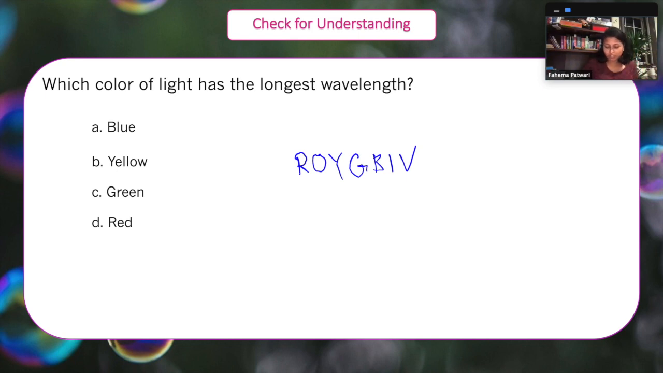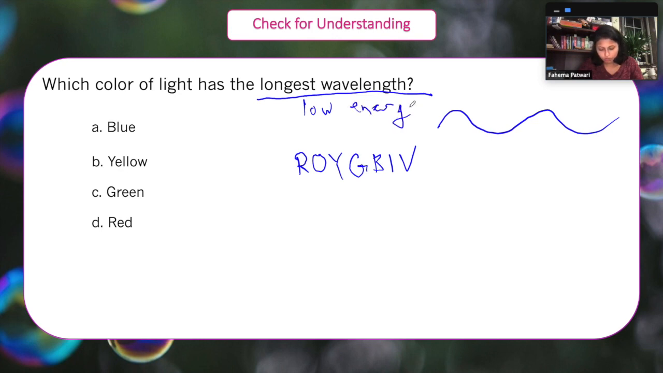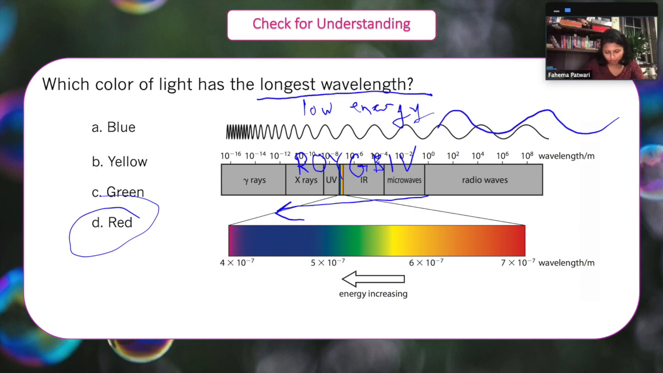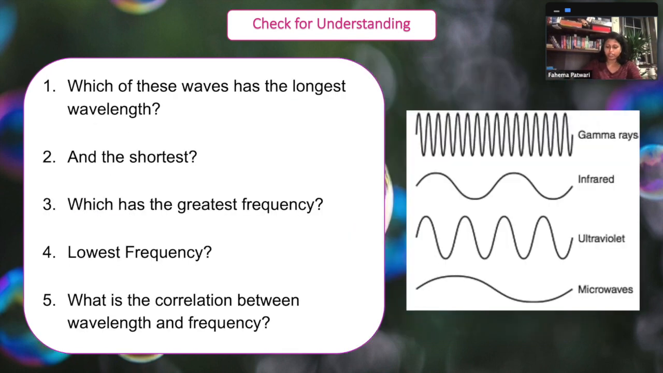So anytime you see a question like this, okay, what color of light has the longest wavelength? Immediately translate that to energies. Are we talking about high energy or low energy? So long wavelengths, that's low energy. So we're looking for which of these colors have the lowest energy. And we said red is on the lowest energy side. So the answer is going to be red.